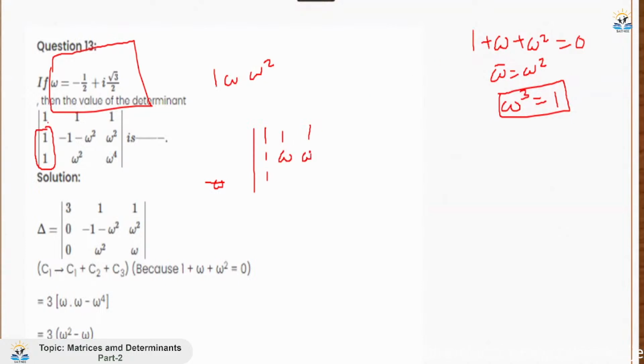Then omega square, make it omega square only. Omega square and omega 4 is equal to omega. I told you that omega starts repeating its values after every 3 cycles. That is, omega 4 is equal to omega because omega cube is 1. So you will get something like this. Now open it simply. You will get omega square minus omega power 4 minus 1 times omega minus omega square. Omega minus omega square plus 1 times omega square minus omega.